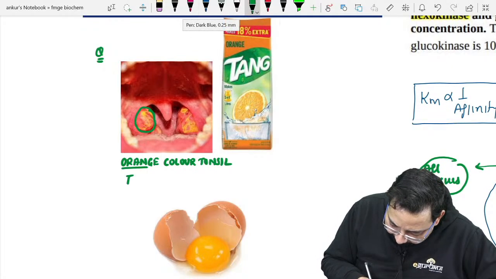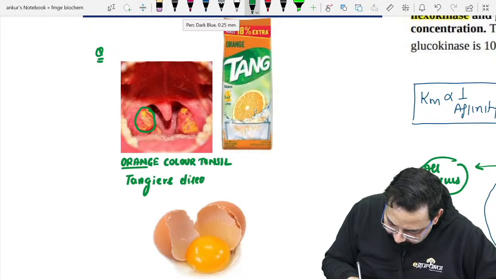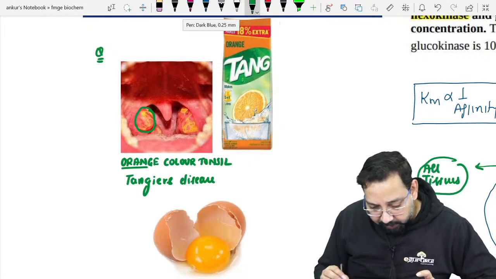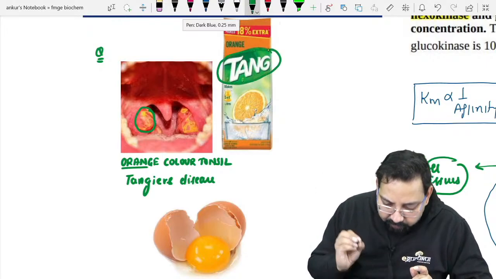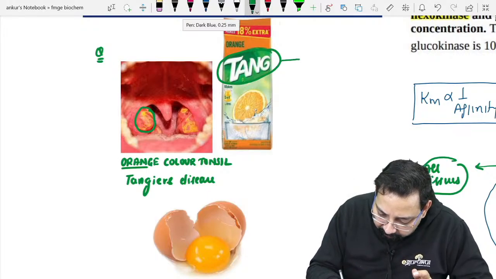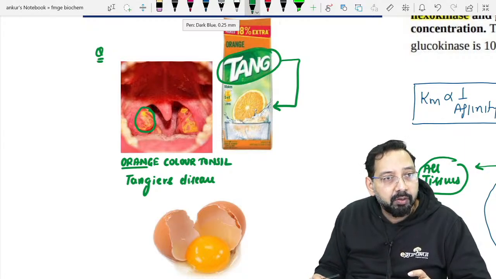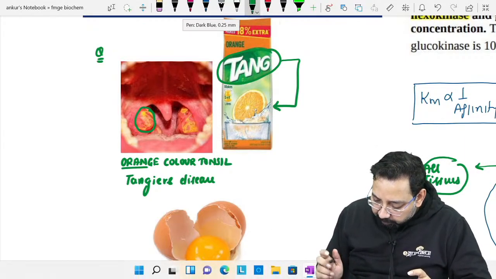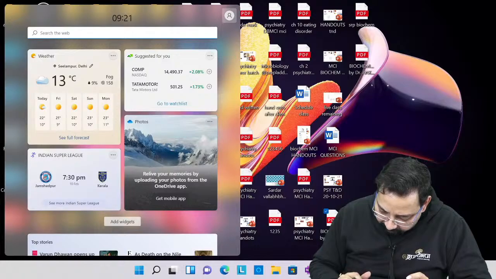Tangier disease. You can easily remember it by Tang. Tang, the energy drink, and you all know Tang's most common flavor is orange. So many times we can make a mnemonic by color. We can make a mnemonic by color, taste, and smell also.